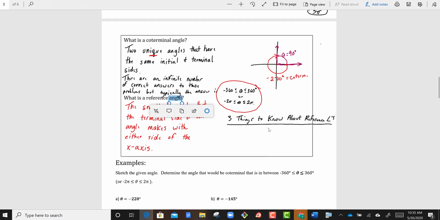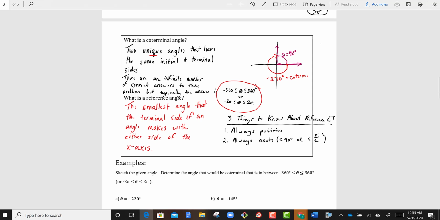Number one, they're always positive. No matter what, the reference angle is always positive. Number two, they're always acute, meaning less than 90 degrees, or, you're going to see this a lot, less than pi over 2. Remember, 90 degrees and pi over 2 are the same.